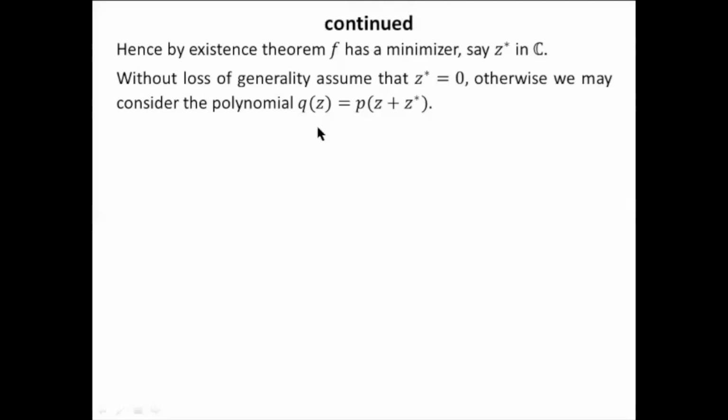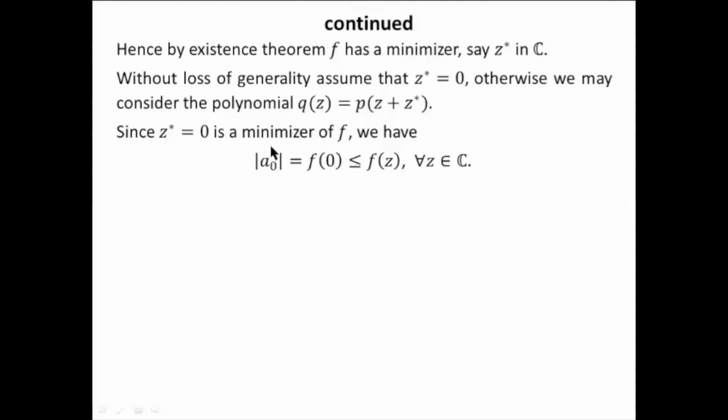Without loss of generality, we can assume z star is 0. If it is not so, we can consider another polynomial of the form q(z), which is equal to p of z plus z star. Then this polynomial q will have 0 as the minimizer. Sorry, not the root: the corresponding function f has a minimizer z star equal to 0.